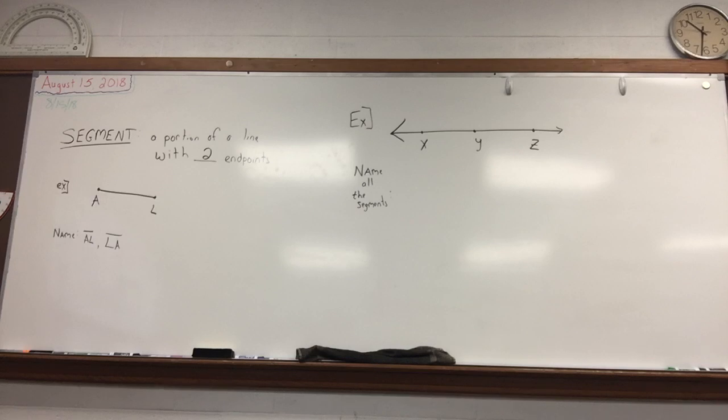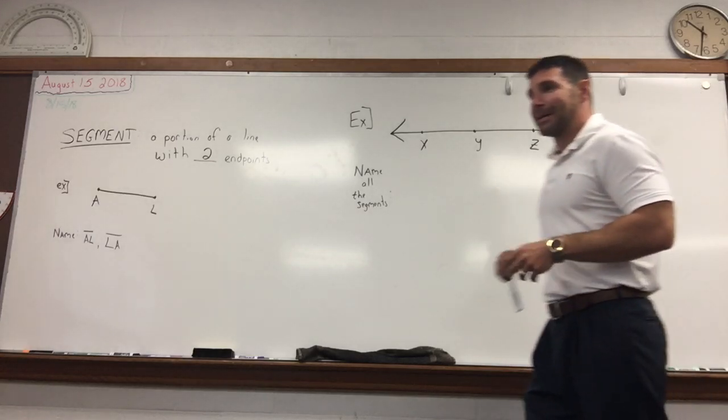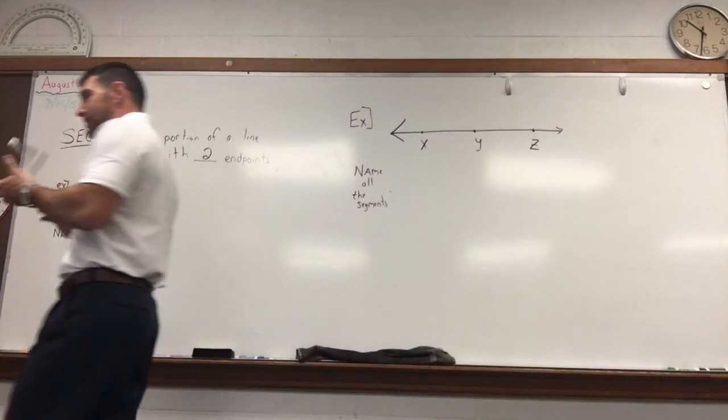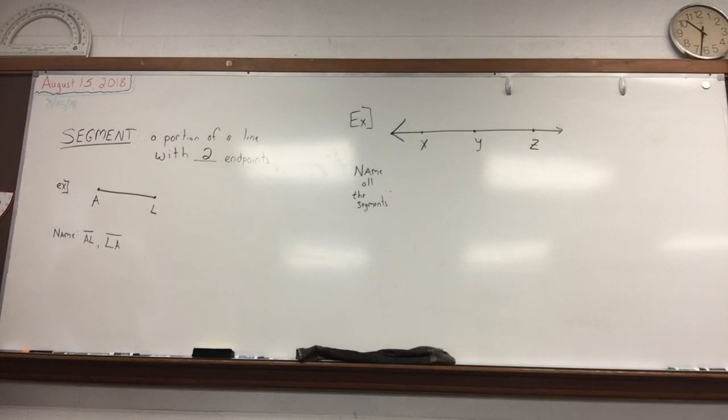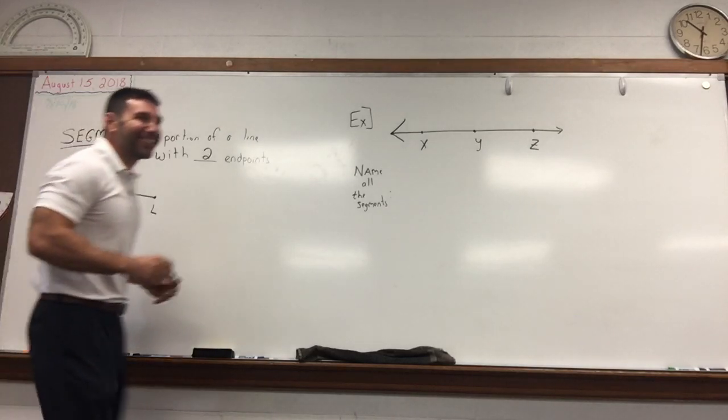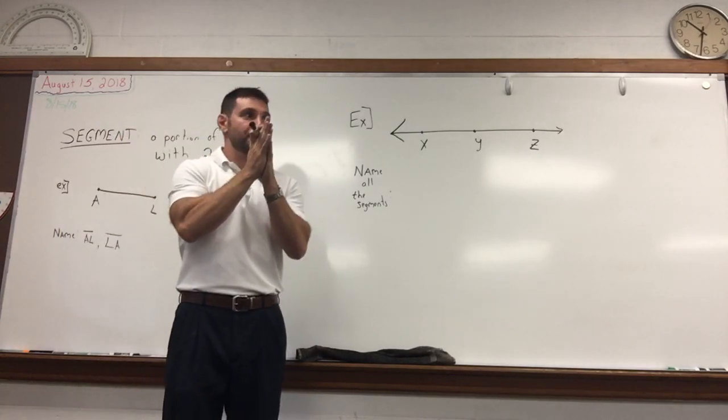Thanks for waiting. Go ahead. So, X, Y, Z line. 10, 9, 8, 7, 6, 2, 1. Time. Here we go. Eyes on me.